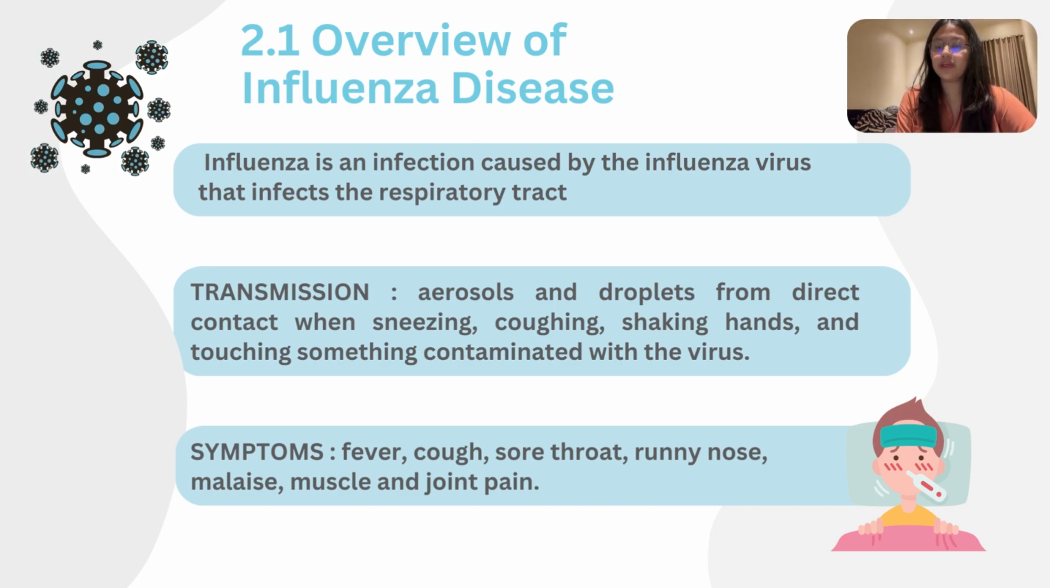Now, I will explain about the overview of influenza disease. Influenza is an infection caused by the influenza virus that infects the respiratory tract. This virus can spread through aerosols and droplets from direct contact when sneezing, coughing, shaking hands, and touching something contaminated with the virus. Transmission of this virus occurs more often in cold weather, especially in crowded areas and public places. Symptoms that often occur in influenza cases are fever, cough, sore throat, runny nose, malaise, muscle and joint pain.